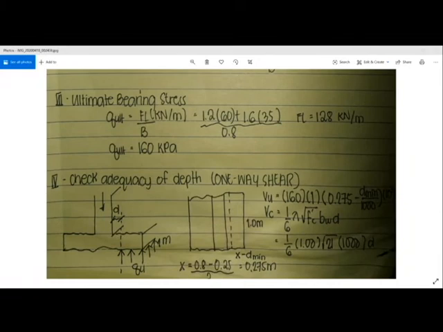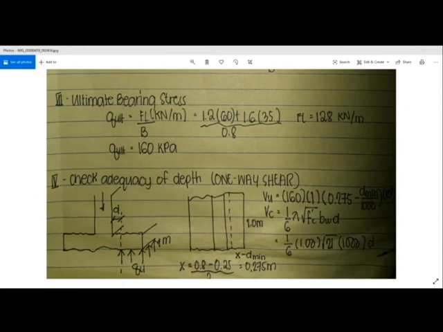Okay, so for sample problem number 3, this is a wall footing. What we did is we analyze a 1 meter strip, just like when we design one-way slabs from your RCD. So this is how it looks, okay.